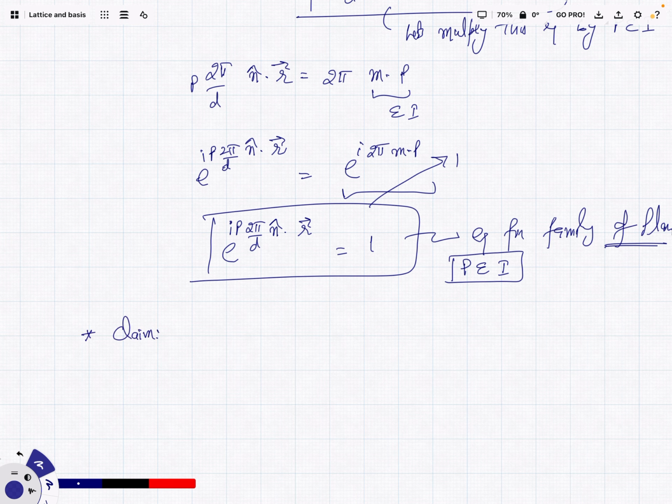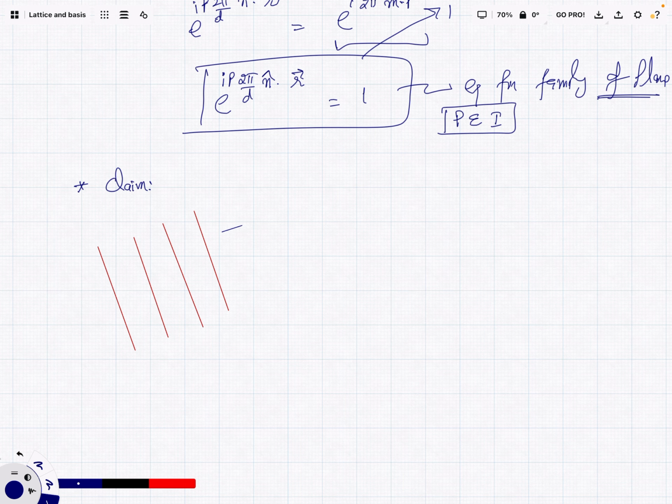The claim is, in these lattice planes that I drew earlier, so these were my lattice planes for which I wrote this equation, there exists a reciprocal lattice vector k which is perpendicular to them. So what I am saying is, there exists a reciprocal vector k which is perpendicular to all these planes. And the minimum magnitude of this k is 2 pi by d.